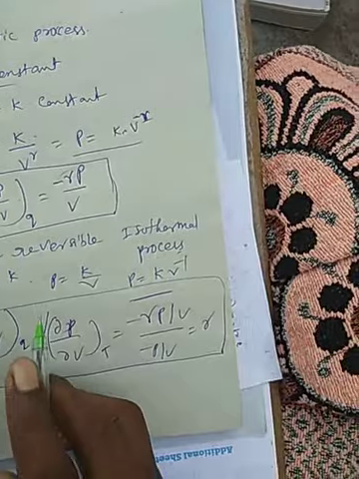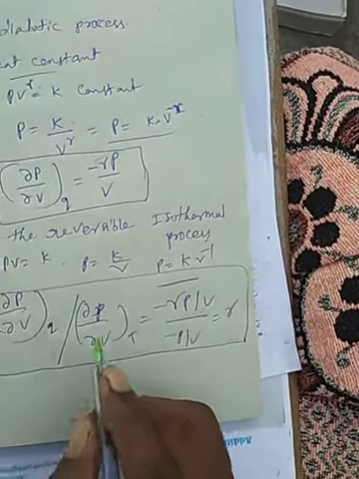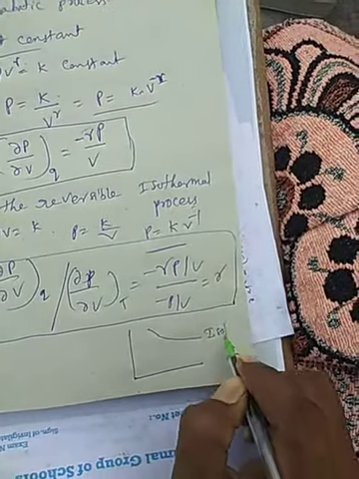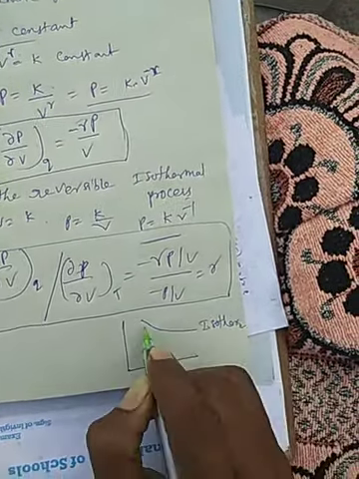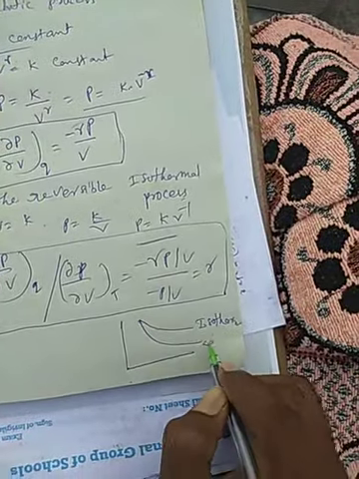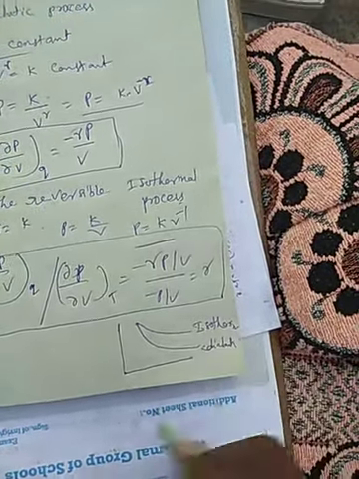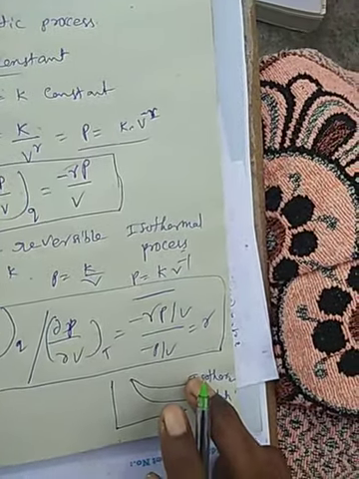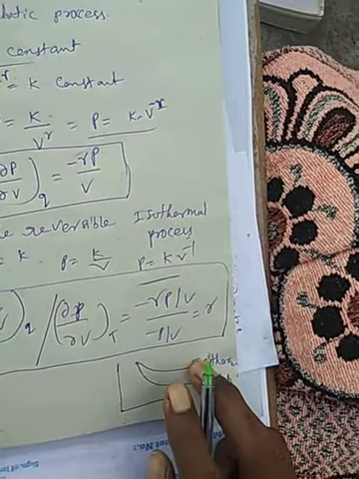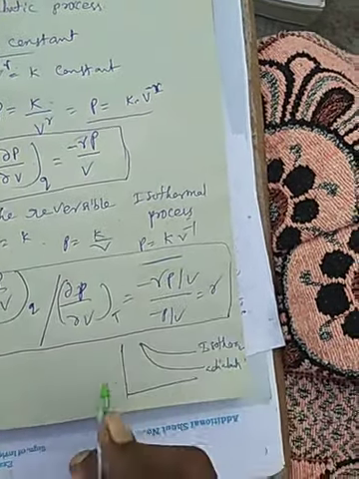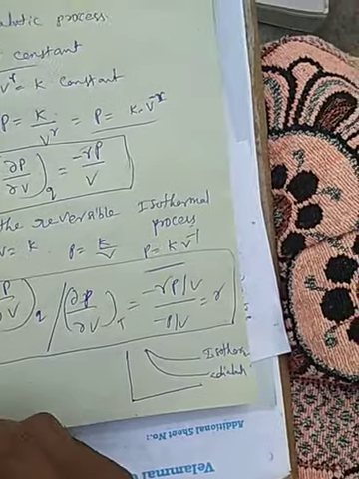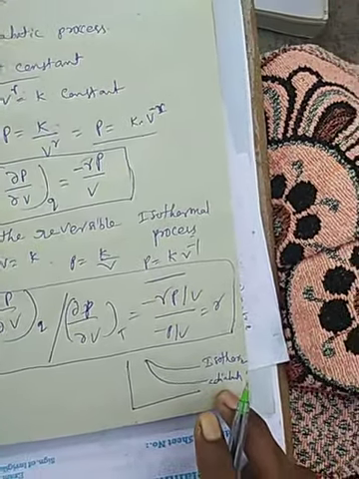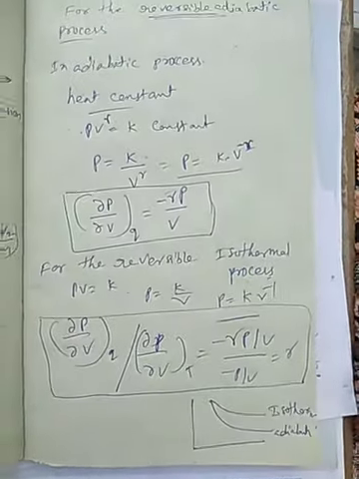Now here, if we take the graphical representation, one is the isothermal process and the other is the adiabatic process. The first graph represents P versus V for the reversible adiabatic process, which falls very fast, and the second is P versus V for the reversible isothermal process. This is the graphical representation.